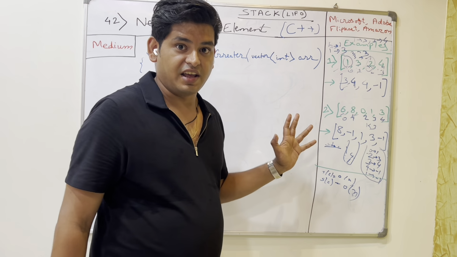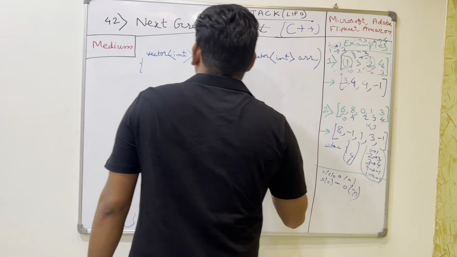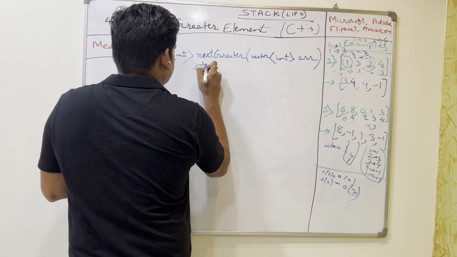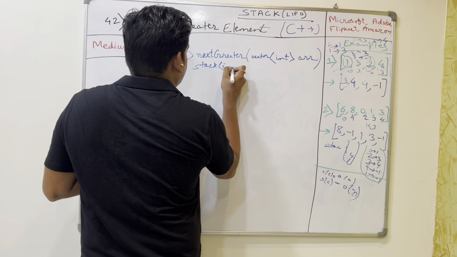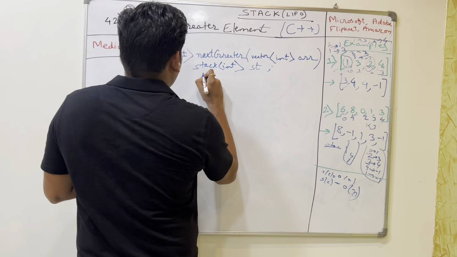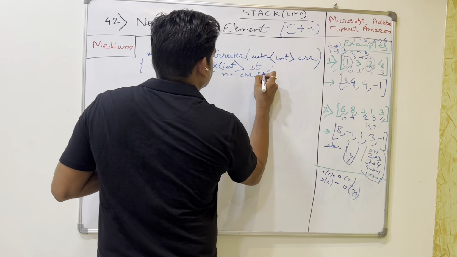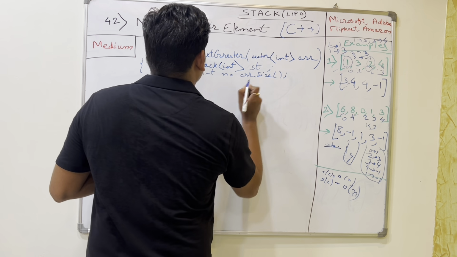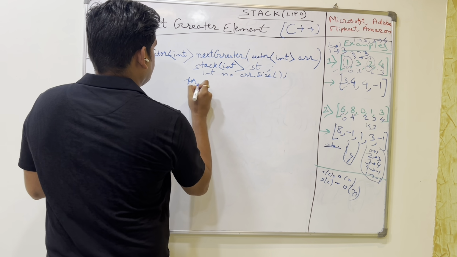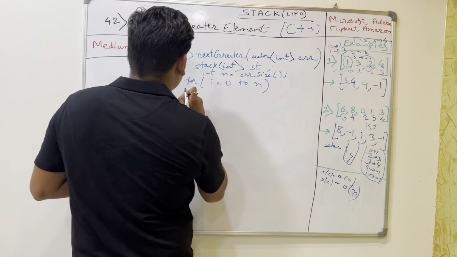Let's see, let's try. What can we do? I'll explain the code meanwhile. So what do we do? We take a stack of int, st, say, and we have n equal to array.size, the number of elements. Now for i equal to 0 to n.